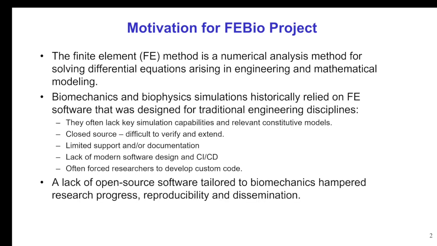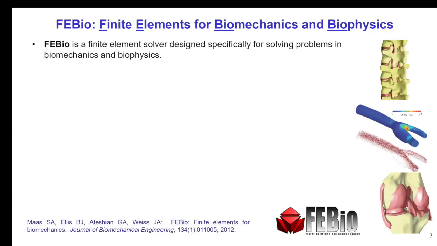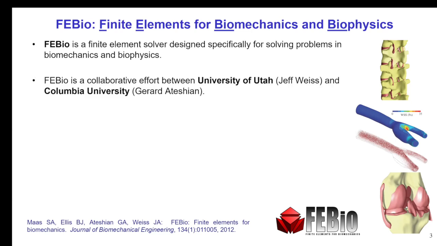Because there was this lack of open source tools tailored to our field, we felt that this was an area that needed to be addressed. And so we started off developing FEBio, which stands for finite elements for biomechanics and biophysics, specifically designed for problems in the fields of biomechanics and biophysics. We started this project around 2005, and it's been continuously funded by NIH since 2007. And it's a collaboration, as I mentioned, between my laboratory at the University of Utah and Professor Ateshian's laboratory at Columbia University.